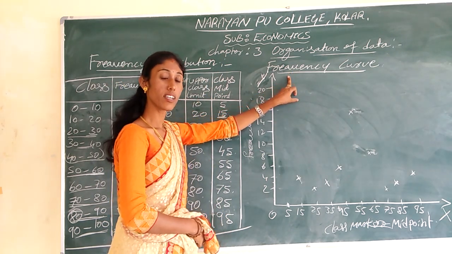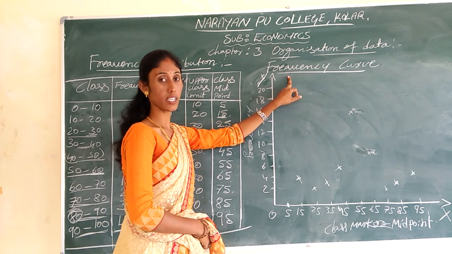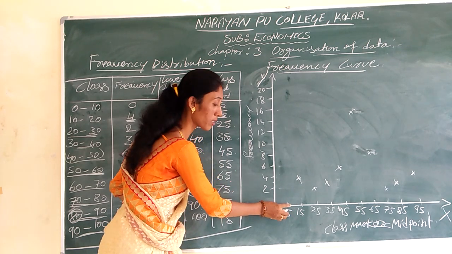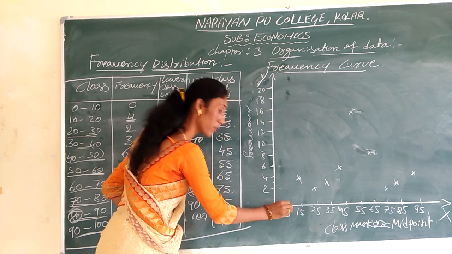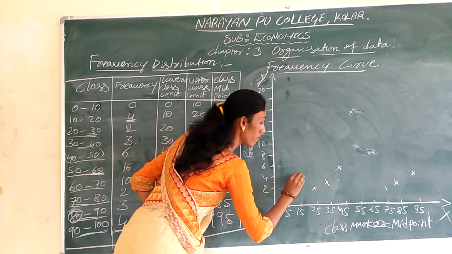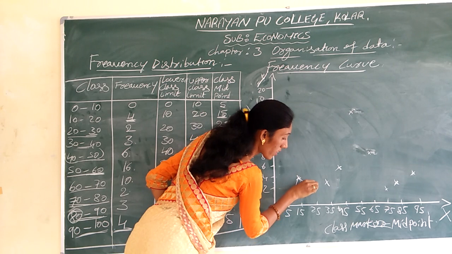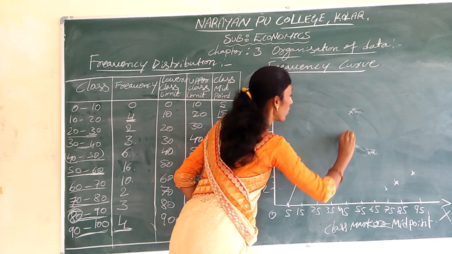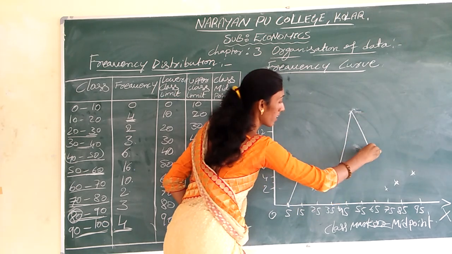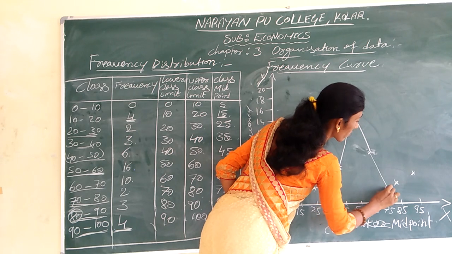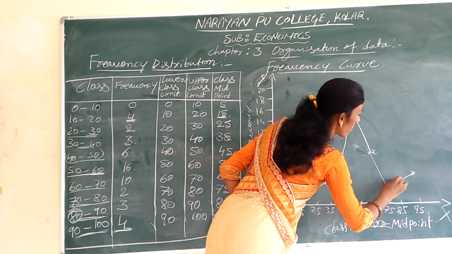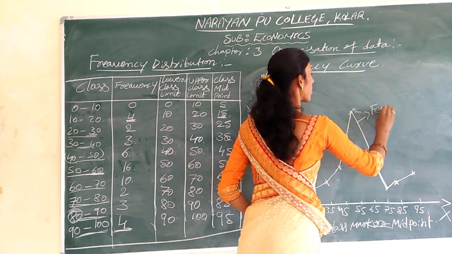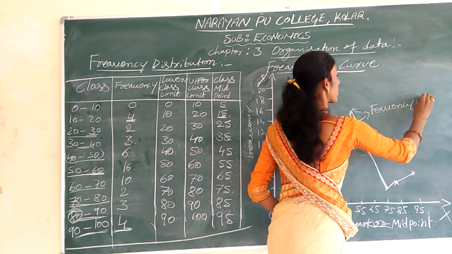The frequency curve is a graphical presentation of frequency distribution. We start from 0: when the class mark is 5, the frequency is 0, and we start from here. Then 15, 25, 35, 45, next 55, then 65, and so on. This is what we call the frequency curve.